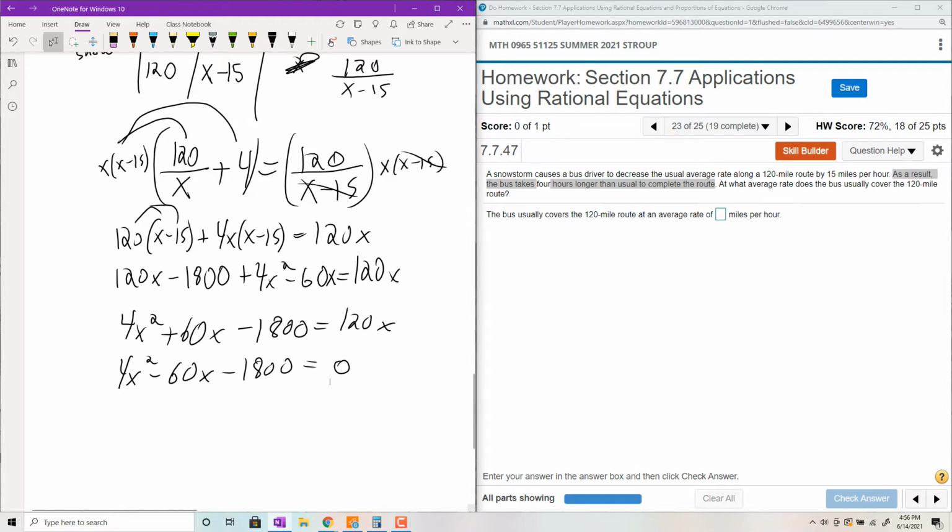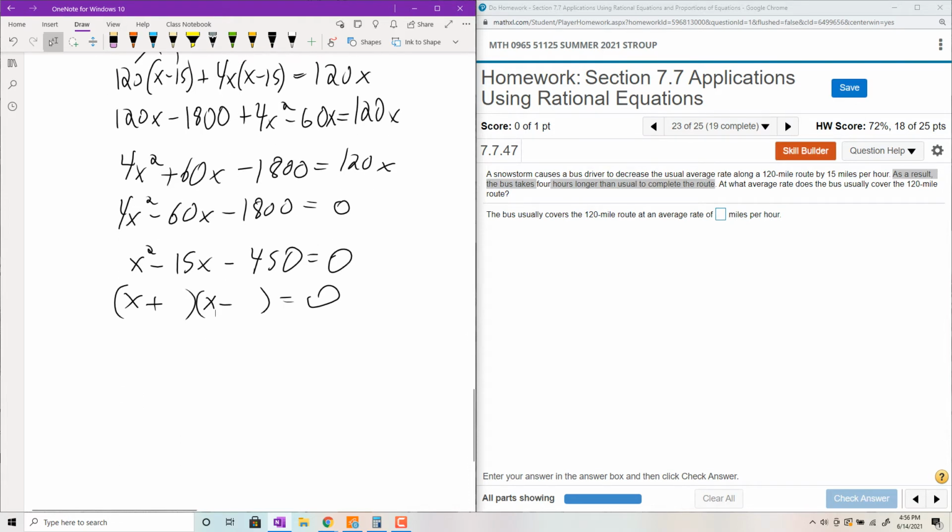Divide everything by 4. So we get x squared minus 15x minus 450 equals 0. And then (x plus)(x minus), I'm thinking 45 and 10 would have been nice, right? We need two numbers that multiply to give me 450, but subtract to give me 15. 45 and 10 won't work.